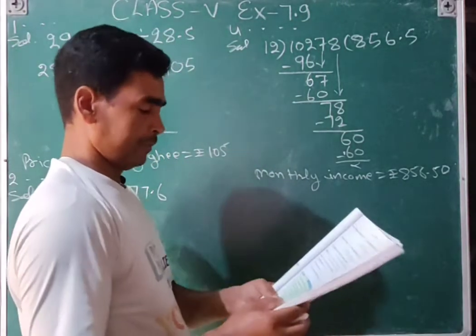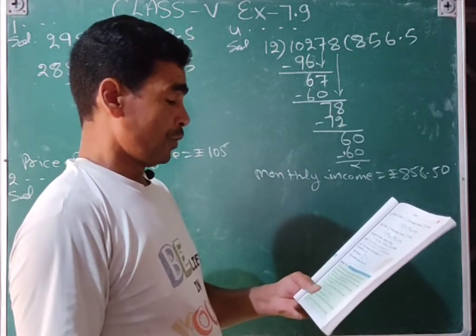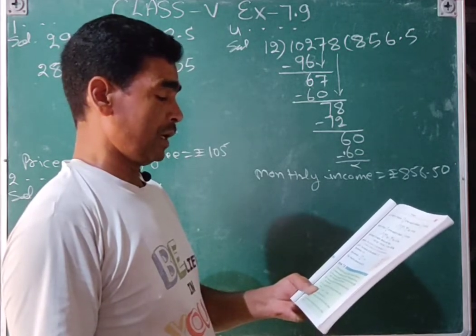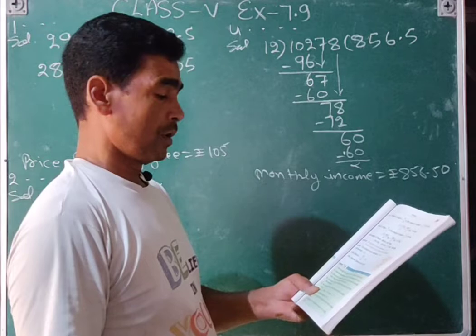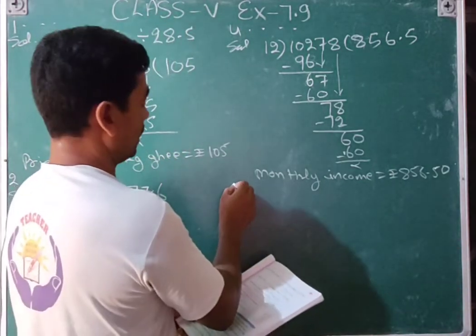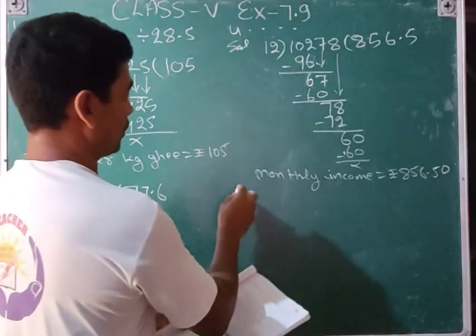Fifth question, there will be 40.5 meter cloth is required to make 18 shirts. How much cloth will be required to make that? 3 questions are left here. So see the third question here.